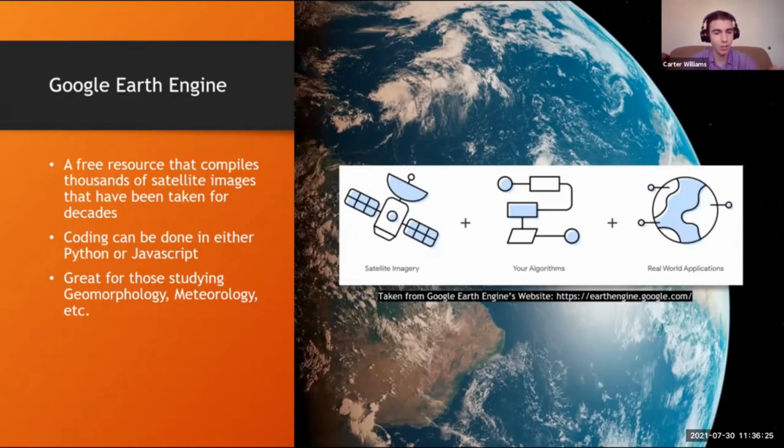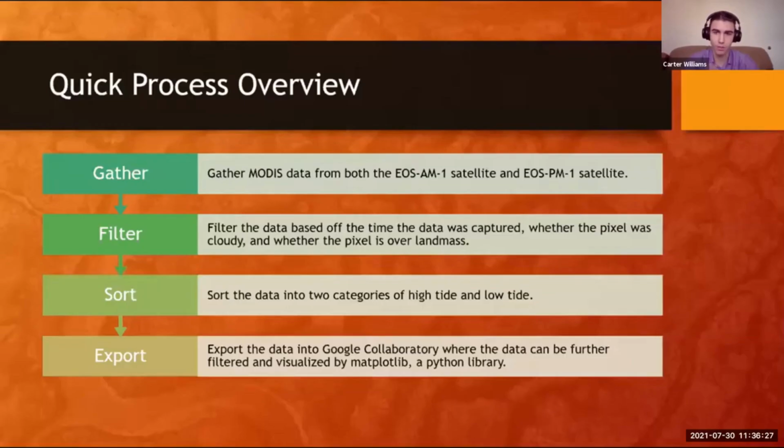So let's take a quick look at the overview of the process that I'm doing. First I run a program that is a combination of both Dr. Mariotti's code and my code on Google Earth Engine. Then this code takes data from MODIS, which is the Moderate Resolution Imaging Spectroradiometer, which is aboard the Terra satellite, also known as the EOS AM1, and the Aqua satellite, or the EOS PM1, which is really, really cool.